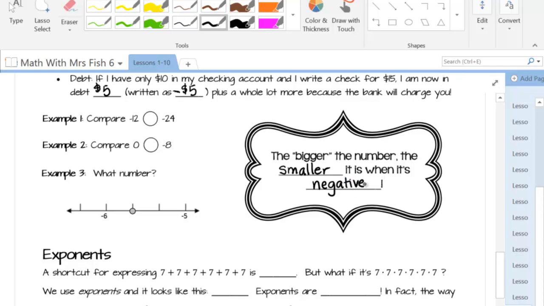I'll give you a second to write that in. The bigger the number, the smaller it is when it's a negative number.